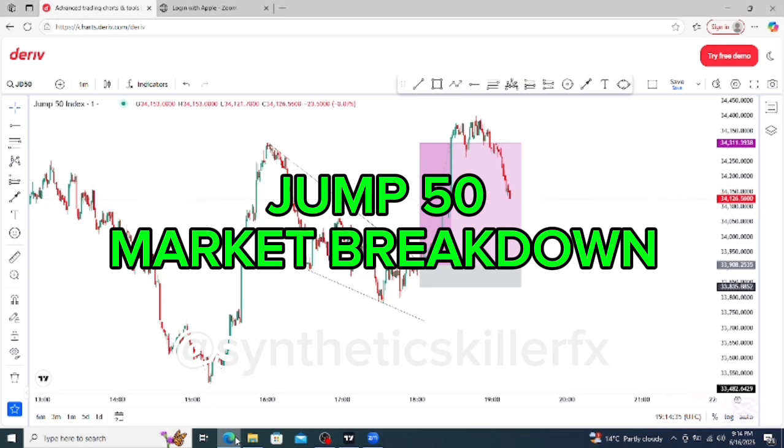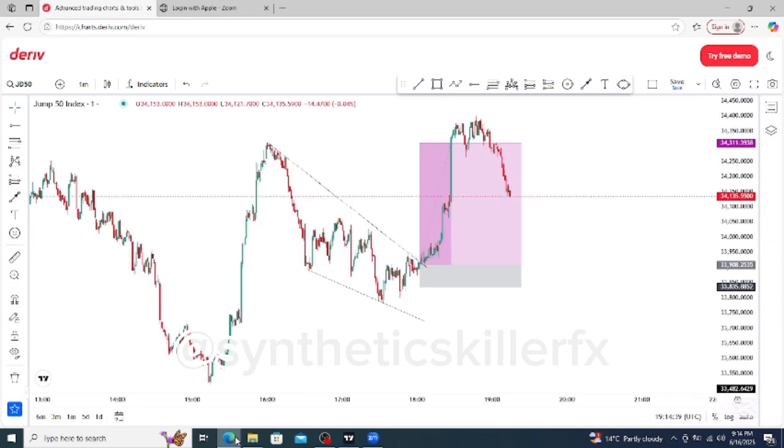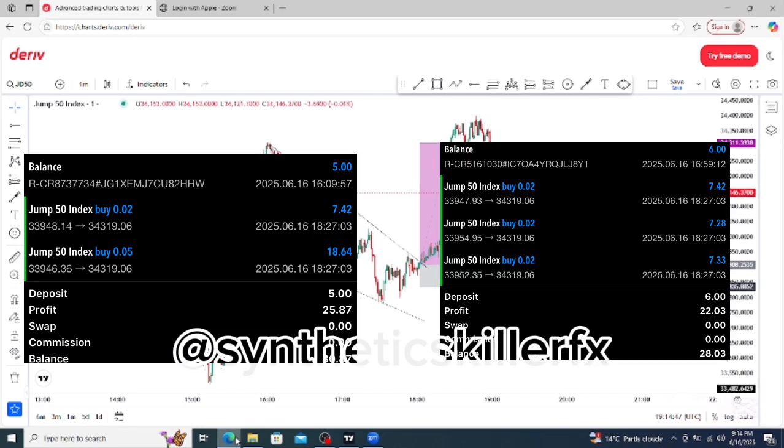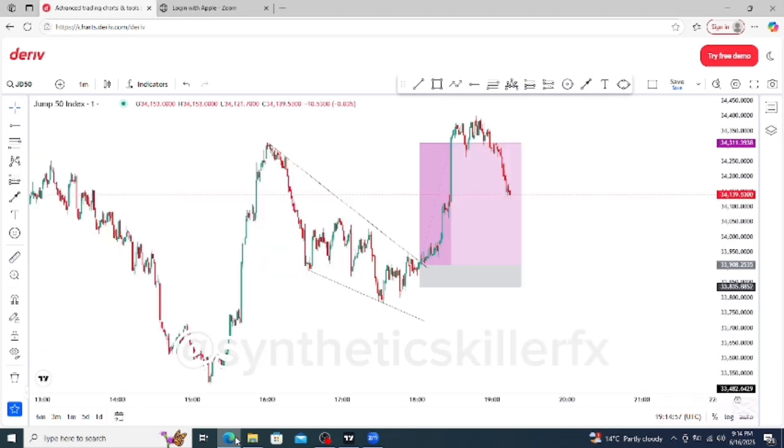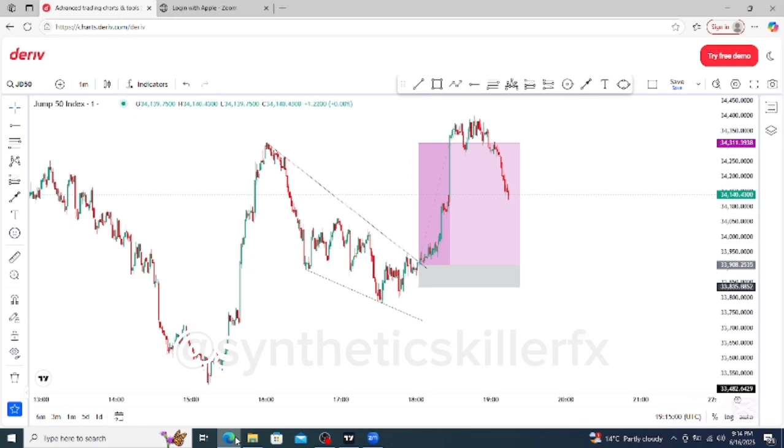So today we're going to be breaking down a trade that I took on Jump 50, and as you guys can see, this trade did hit our TP levels. It did not take more than 5 minutes to do so. It took less than 20 minutes, but we're going to break down this trade from the top to the bottom on how I actually did manage to catch this buy. And so let's just start off from the very top.